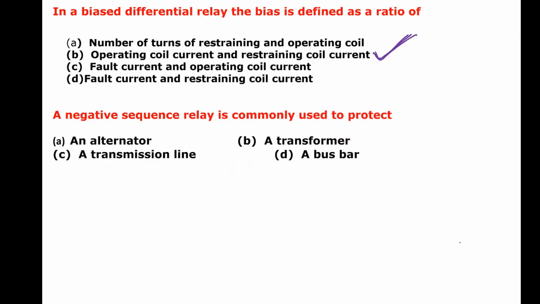Okay. Next, where do we use a negative sequence relay? I have told you in fault analysis. A negative sequence relay is used for protection of the rotor of an alternator. When negative sequence currents flow, 100 hertz eddy currents are induced in the rotor, which will permanently damage the rotor by overheating it. So in order to prevent that, we connect a negative sequence relay for protection of the rotor of the alternator. Alternator is the right option.